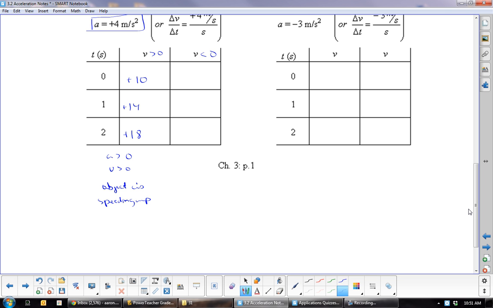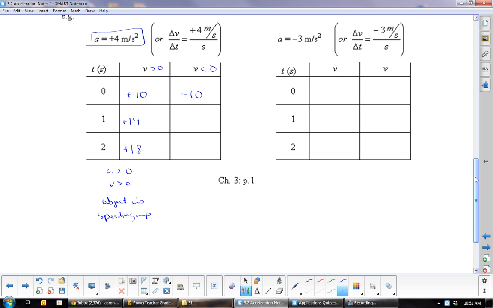Okay, now what if we had a velocity of negative 10 meters per second? Say you were traveling west, negative 10. If you had an acceleration of 4 meters per second squared, what would it be? Negative 6. So what could you do to a vehicle to give it a positive acceleration if you're going west? Yeah, put your foot on the brake. Okay, or hit a pole. And then the next one would be negative 2. So in this case, A was greater than 0, but V was less than 0, so this would be slowing down.